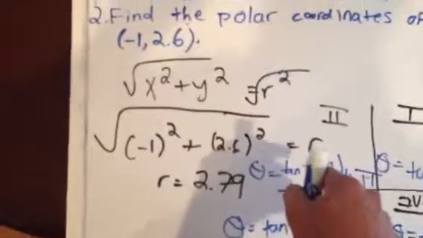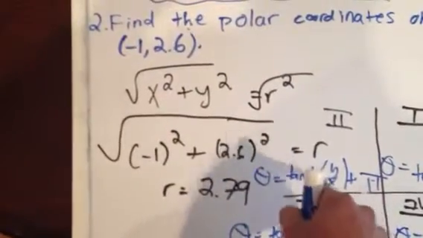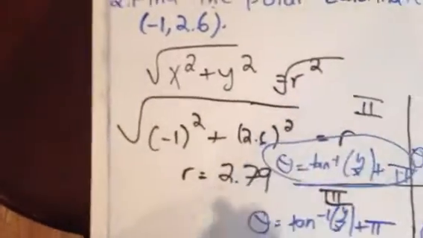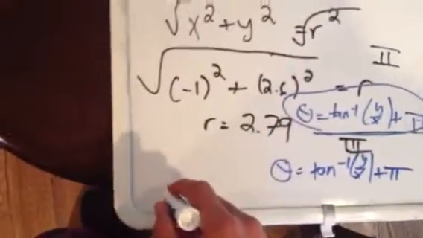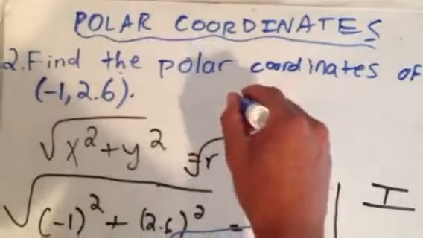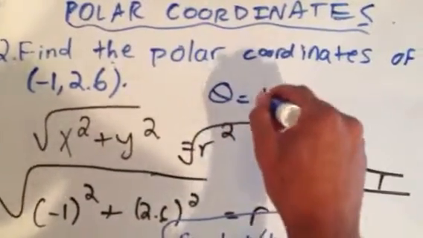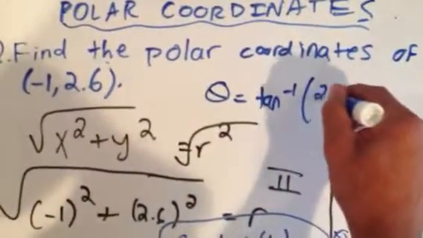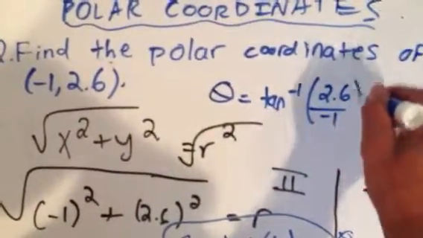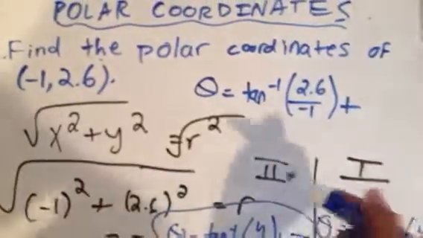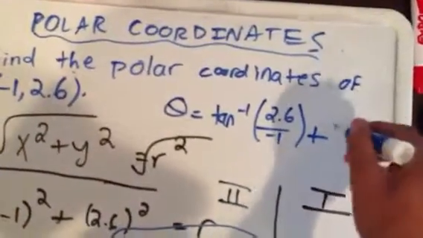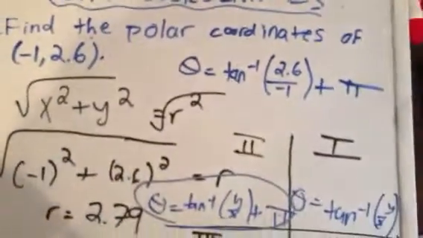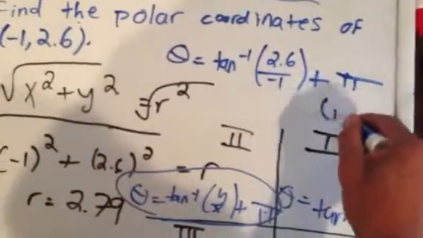Continuing on now, because we're in the second quadrant, we need to use this. So theta in this problem is equal to the tan inverse of 2.6 over -1 plus, and if you want to put it as 180 degrees, that's fine, but I'm just going to write this as pi. Because when it comes to trig, we're really going to stick with radian measures.